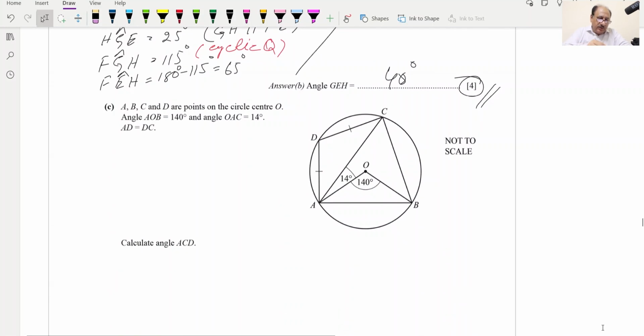Now C part. ABCD are points on the circle center O. Angle AOB is equal to 140, and angle OAC is 14. AD is equal to DC. Calculate angle ACD. Diagram is not to scale. So first of all, we can draw OC radius. This is OC radius which we have drawn, and we know this is radius, this is also radius, so this angle is 14, this side will also be 14.